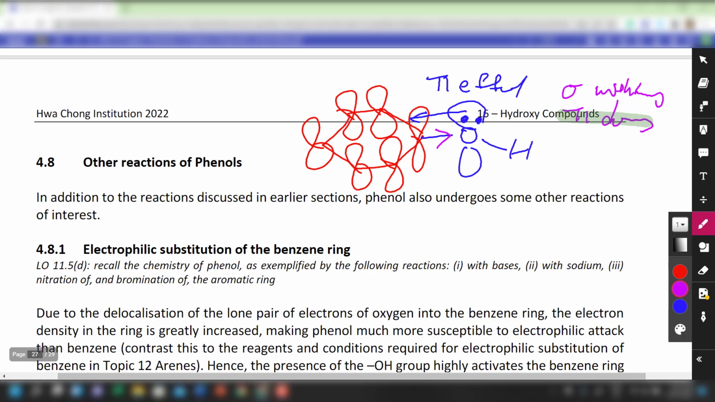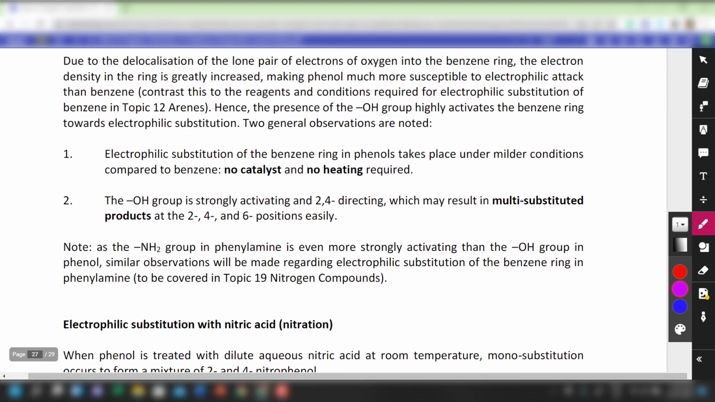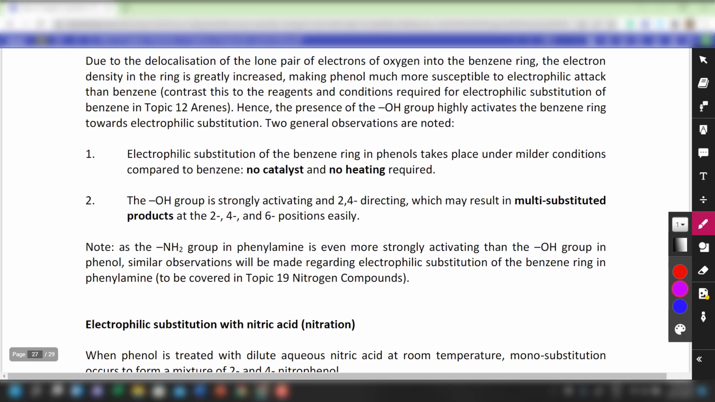Because of that, the net effect is that the OH group is electron donating instead of electron withdrawing. The same argument can be said of NH2. Because of that, if you simply add aqueous bromine to it, it can undergo tribromination without even adding a Lewis acid catalyst. And this is also the case for NH2 in phenylamine.